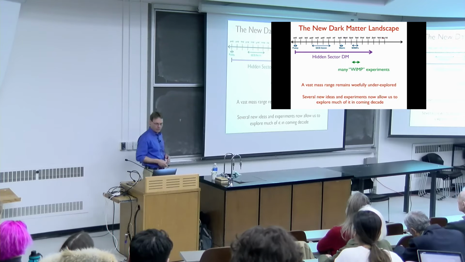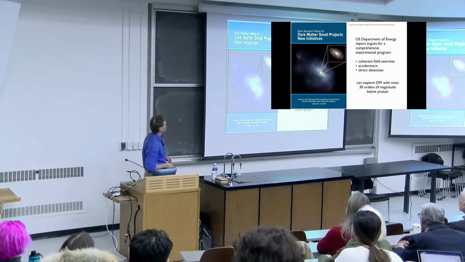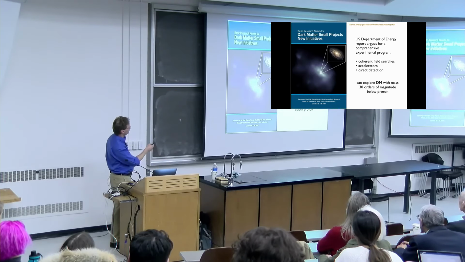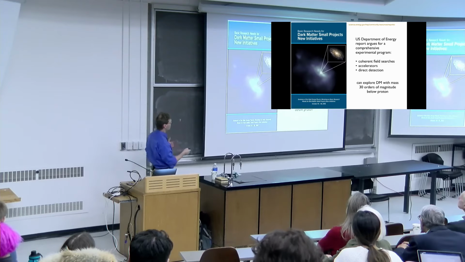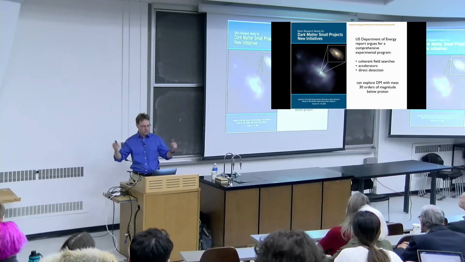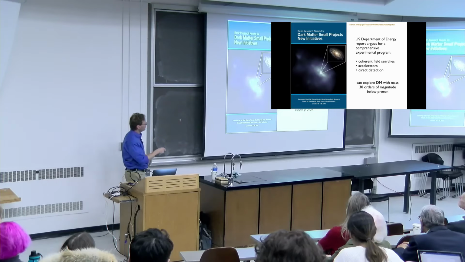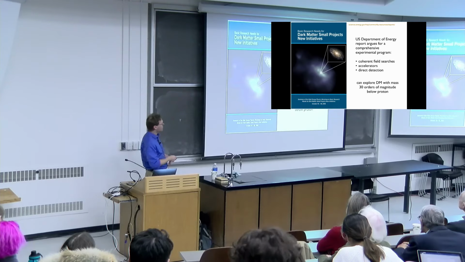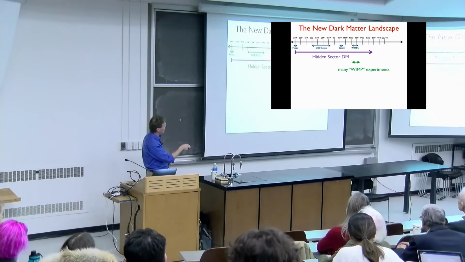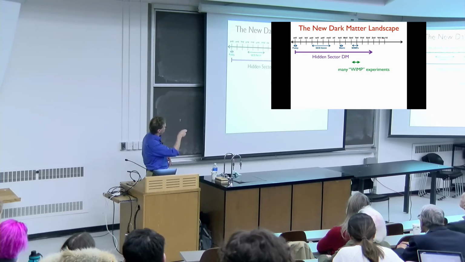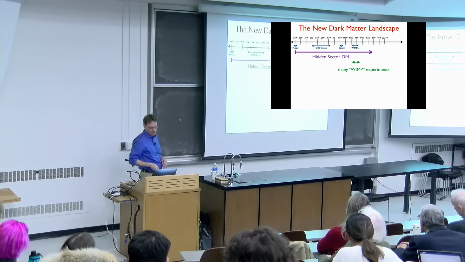But in the US, there was recently an effort called a Basic Research Needs Workshop for dark matter, small projects, new initiatives. It's quite a mouthful. But this report I recommend for anyone who is not an expert in this field and wants to learn more about what kind of ideas are out there to look for dark matter across this large mass range. The report suggests different kinds of experiments to cover various different regions. So it argues for looking for coherent field searches, accelerators, and also new direct detection experiments, which allow us to explore 30 orders of magnitude below the proton mass, covering a huge part of this mass range.